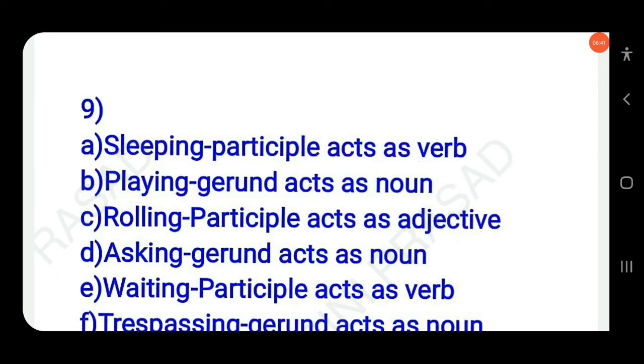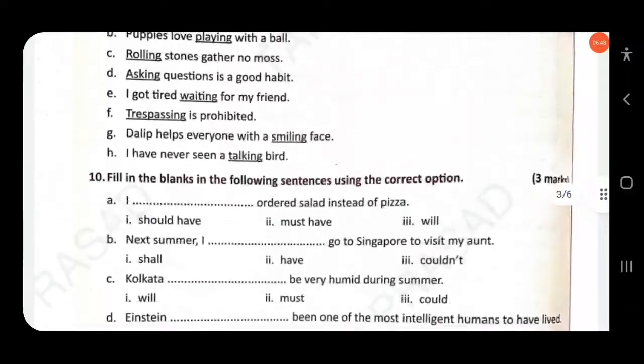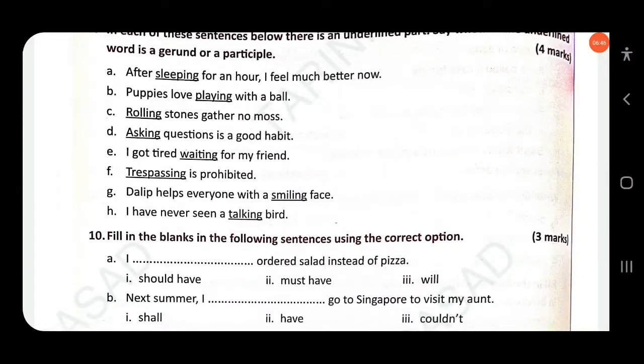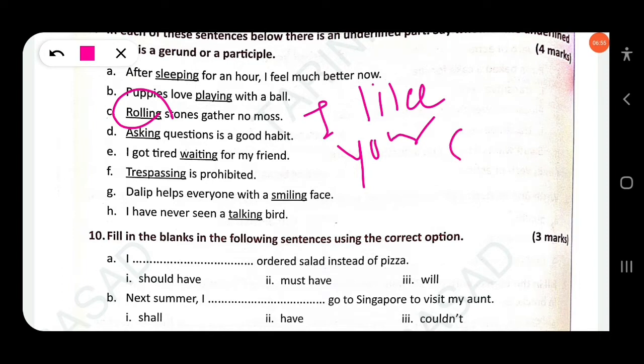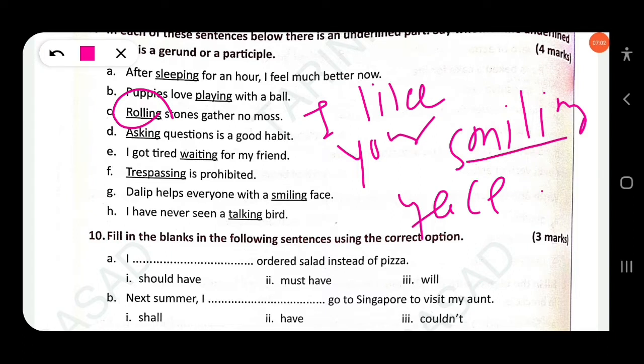Okay, then next: rolling stones gather no moss. So here rolling is an adjective. Like, take an example: I like your smiling face. Here smiling is a verb form, but the verb is used as an adjective. This is non-finite, a smiling face. So this is an adjective, a participle, not a verb here. It is an infinite verb.